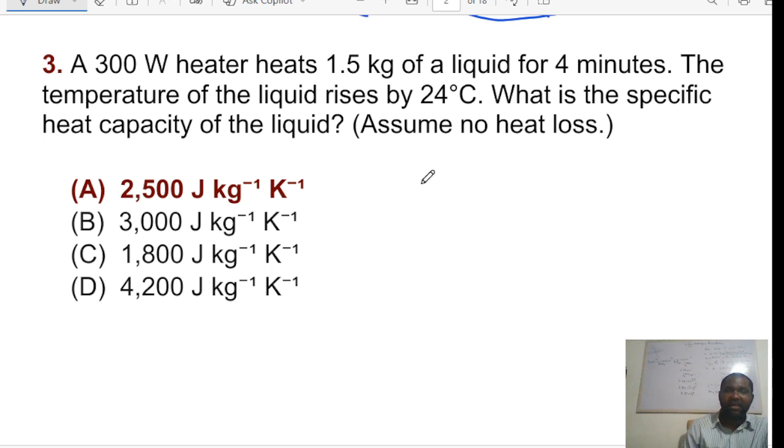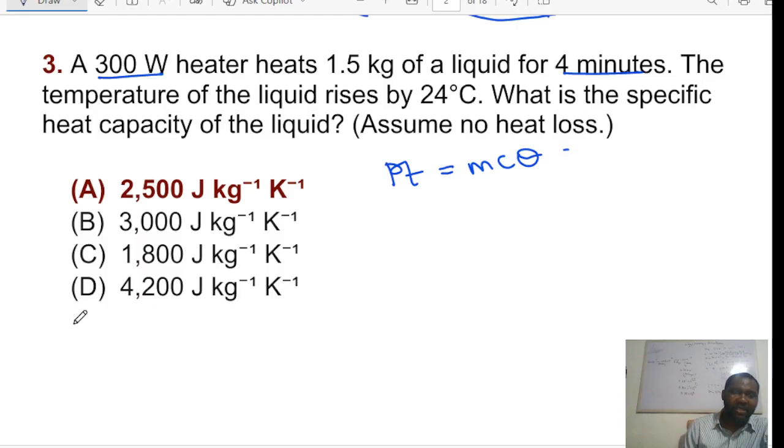Now in this case, you use electricity, so this is a conversion of heat. There's what we call conservation of energy: energy cannot be created nor destroyed, but it can be converted from one form to another. So in this case, it looks like a conversion from electrical energy to heat. We are given 30 watts and we are given time. So electrical energy is power times time, and the heat here is mc theta. So this is the formula we are going to use here.